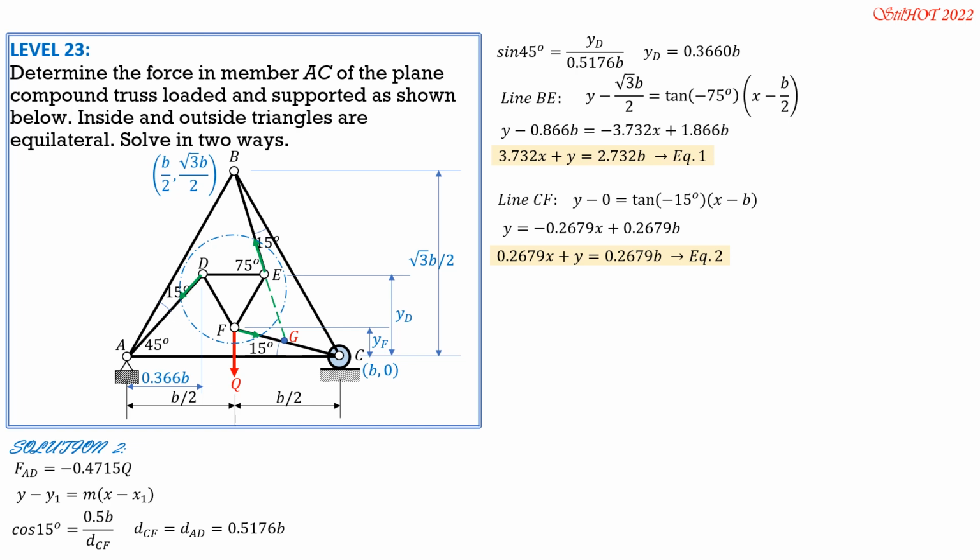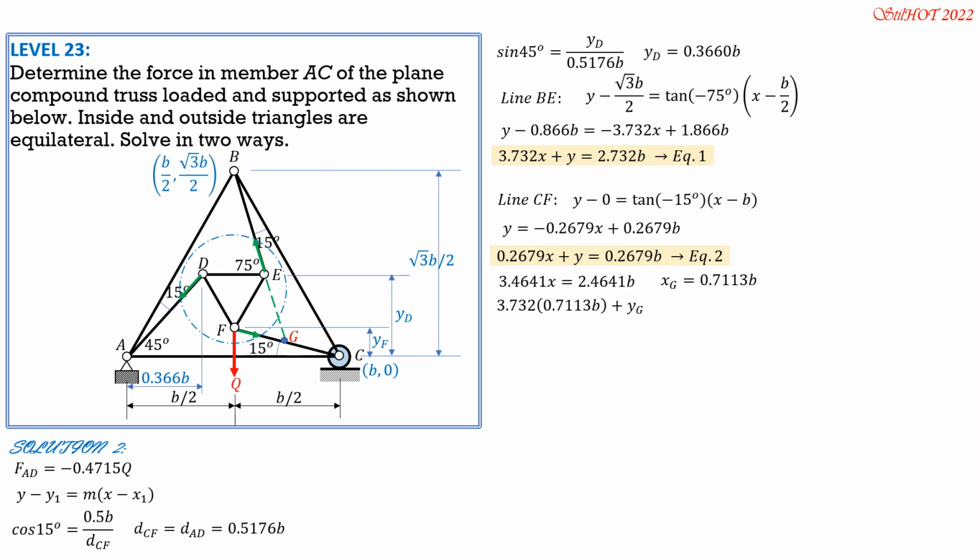So that we can eliminate y, subtract equation 2 from equation 1. 3.732x minus 0.2679x is 3.4641x, then 2.732b minus 0.2679b is 2.461b. From there, we can now solve for x. XG, rather, is equal to 0.7113b. So from A, this distance horizontally is 0.7113b. Then substitute into equation 1 to solve for YG.